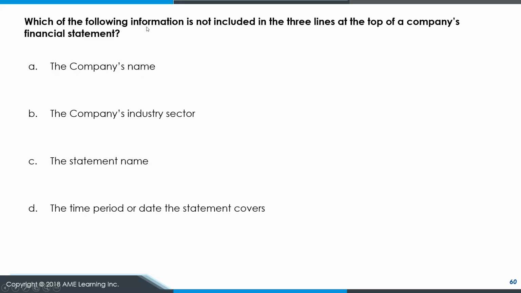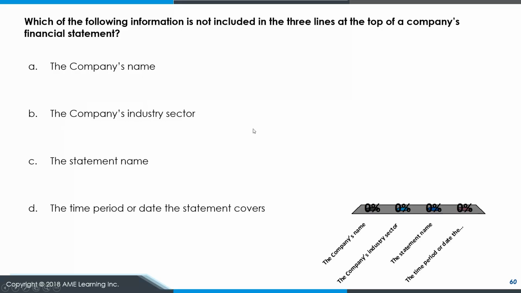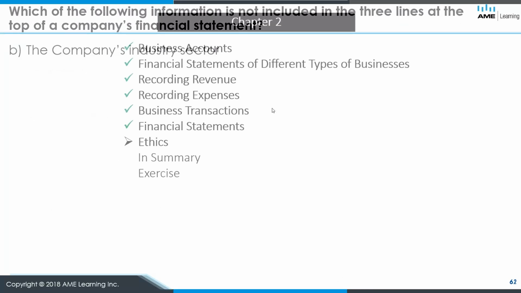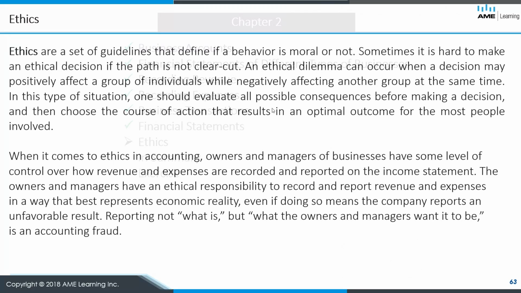Here this question asks, which of the following information is not included in the three lines at the top of the company's financial statement? So remember, we have the company's name, the statement name, income statement, balance sheet, etc., and then the time period or date that the statement covers. But nowhere in there do we need to list the industry, the company's sector, or anything like that. It's just those three lines: the name, what the financial statement is, and what the time period is.